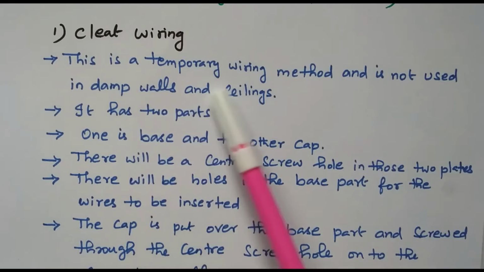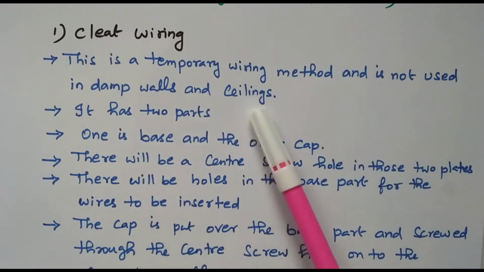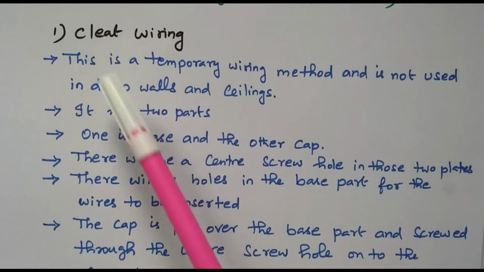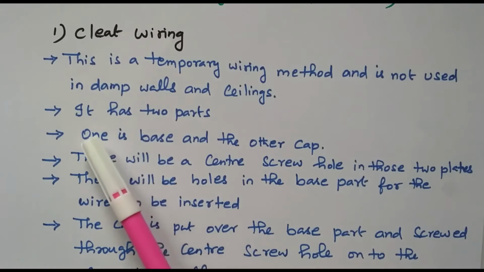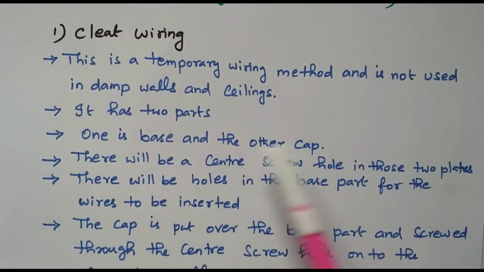It is a temporary wiring method and it is not used for damp walls and ceilings. So if you want to go for any temporary wiring, these types of wiring are used. It has 2 parts available: one is the base, another is the cap. In between the base and cap, the wire is inserted.